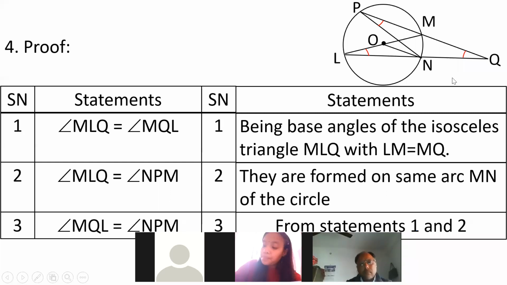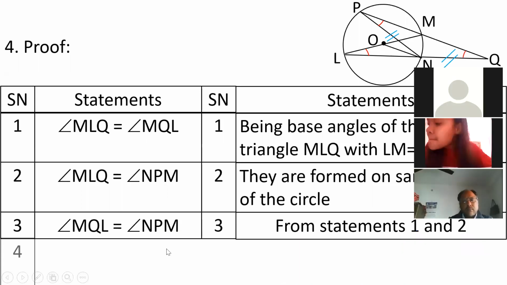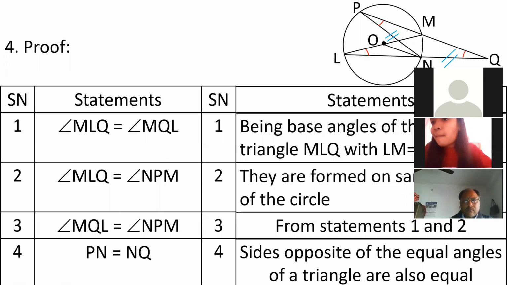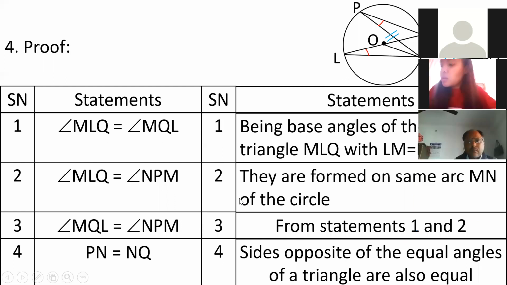So the next step we can say is, fourth, PN equals NQ. Can you write the reason yourself? The opposite sides of the equal angles are also equal. So if two angles are equal, then the sides opposite to those equal angles in a triangle must be equal. So this is the proof of the first part, part I.